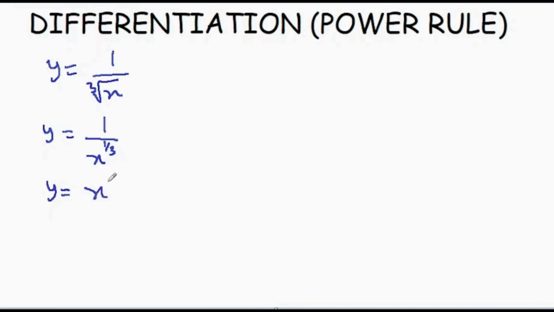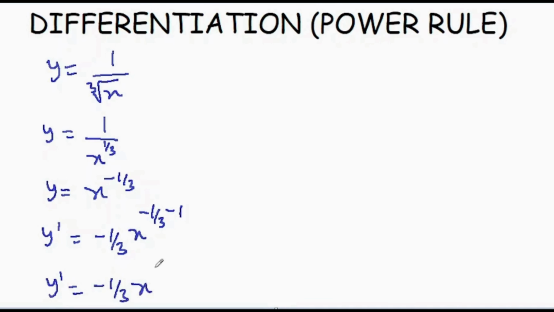Let us consider this example. y is equal to the reciprocal of the cube root of x. Alright, we can rewrite the denominator as 1 over x raised to power 1 over 3. Using the law of indices, this becomes x raised to power negative 1 over 3. So the y prime, the derivative of y here, we bring down the power, that's negative 1 over 3. Then we subtract 1 from the power, and that's going to give us y prime negative 1 over 3 x raised to power negative 4 over 3.